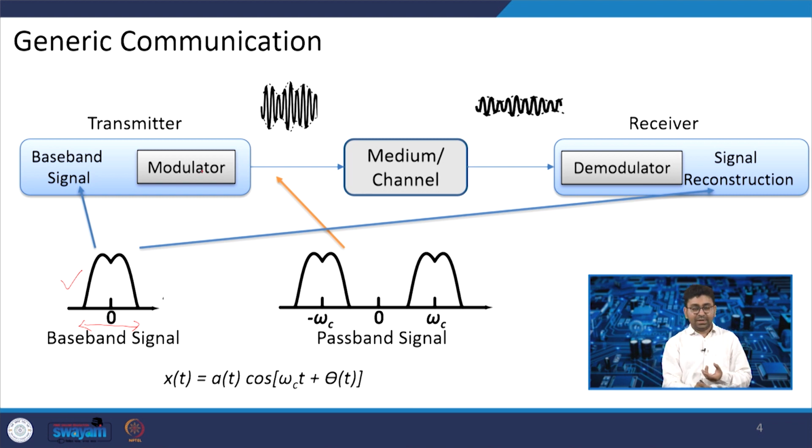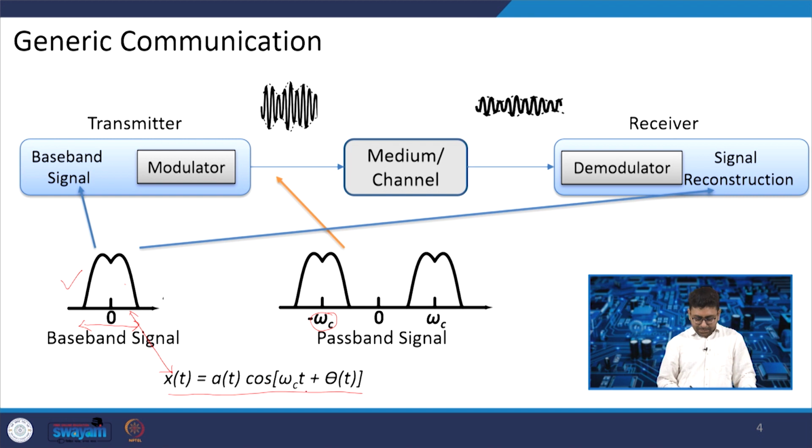This is a modulator that is used to up convert that signal to the carrier frequency omega c. The moment you up convert the signal, the signal is denoted as x(t) cos(omega c t + theta(t)). Here whatever is shown is the frequency domain of the same, and this is in the time domain.